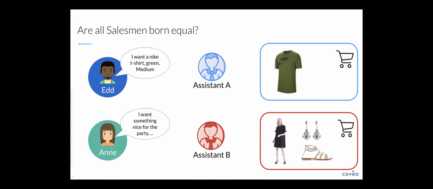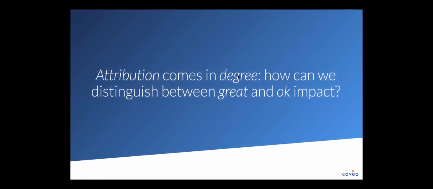But there's a deeper sense in which what we want is really assistant B's more than assistant A, meaning that we want somebody that can turn a vague intention to act into a purchase. Assistant A, yes, he did his job, but he didn't go over and beyond to succeed. Assistant B was presented with a much harder case, and still he was able to actually produce the conversion for the physical shop. So the second question that we can see here is that attribution comes in degree, right?